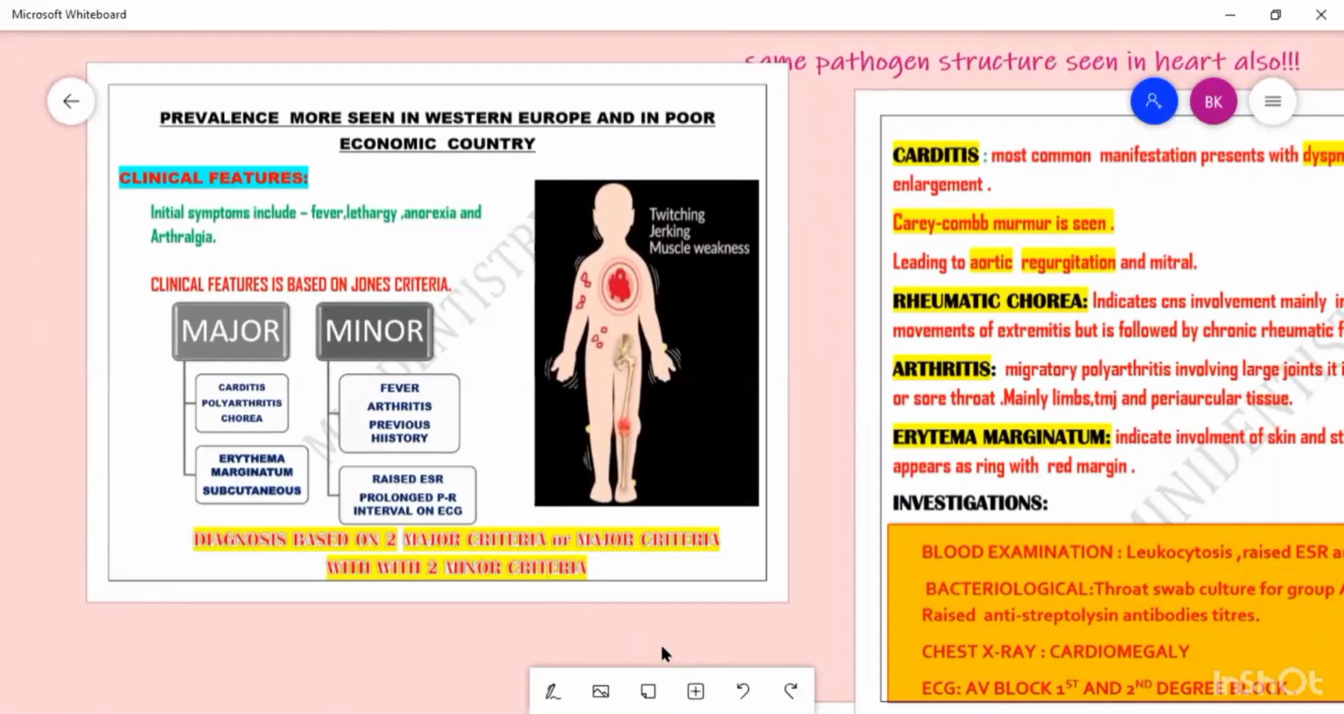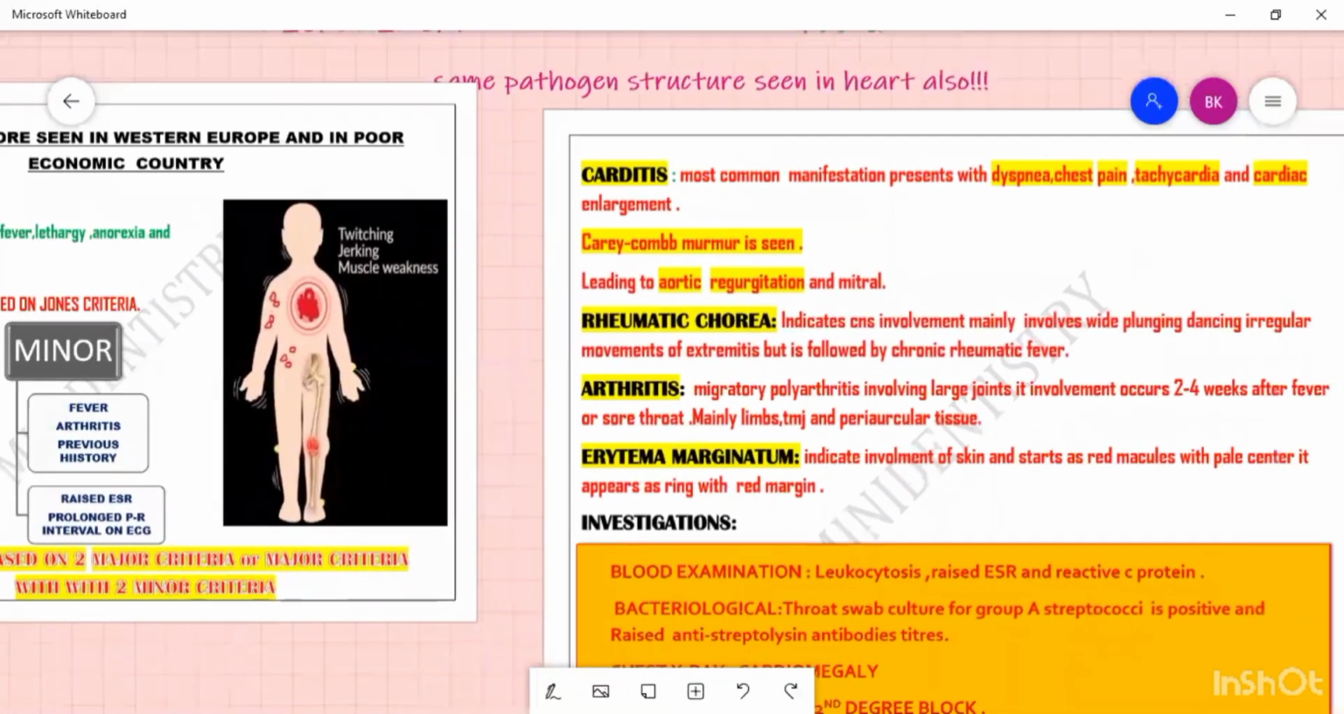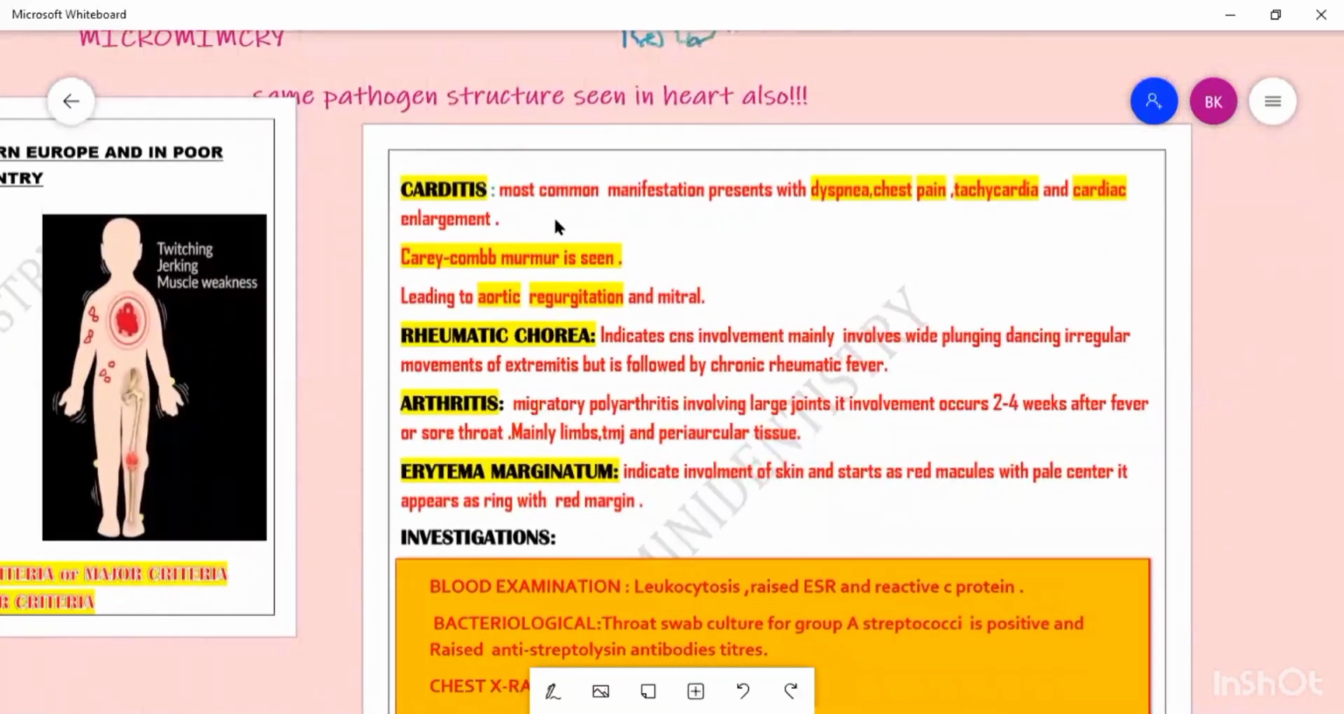Let's go into detail about each one, like what happens in carditis. In carditis, the most common manifestation is dyspnea, meaning unable to breathe, along with chest pain. You see cardiac enlargement because these antibodies are directed towards your heart muscles. This is going to disturb the whole process there. There is tachycardia, there is pain, and a very characteristic feature is a Carey Coombs murmur, which is usually seen in carditis.